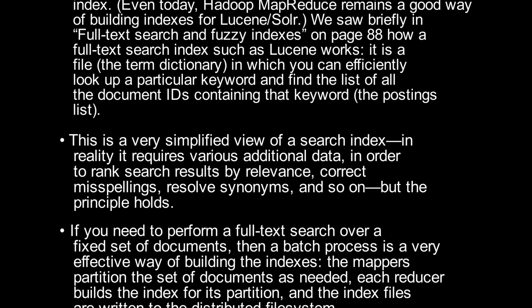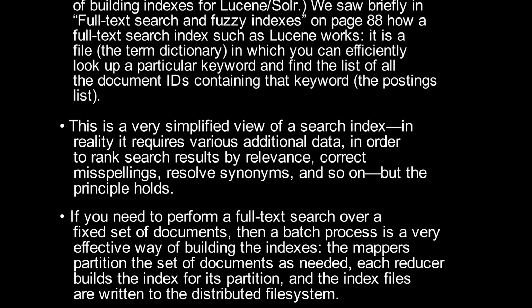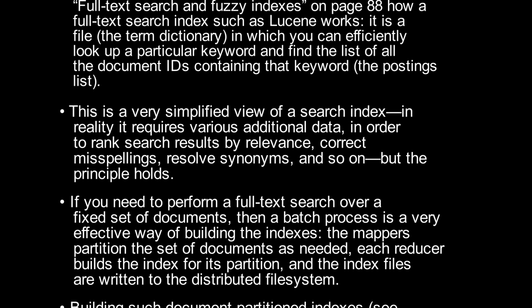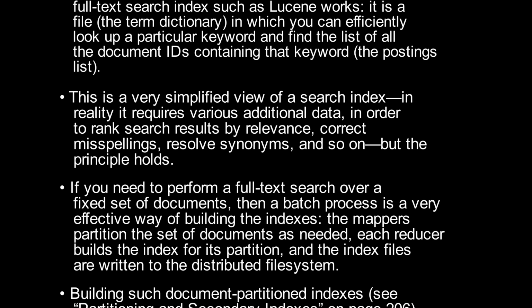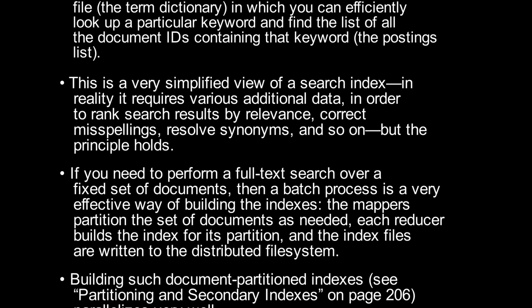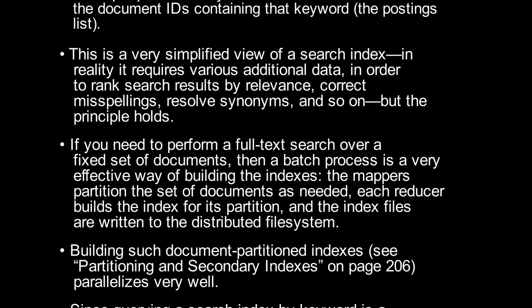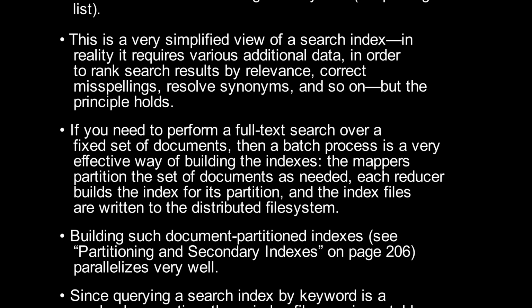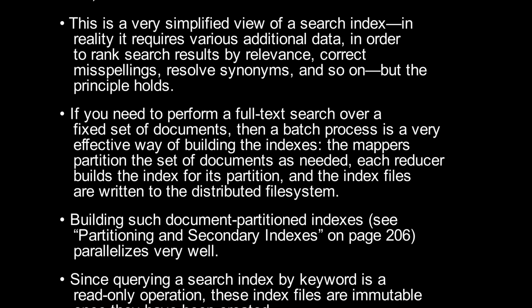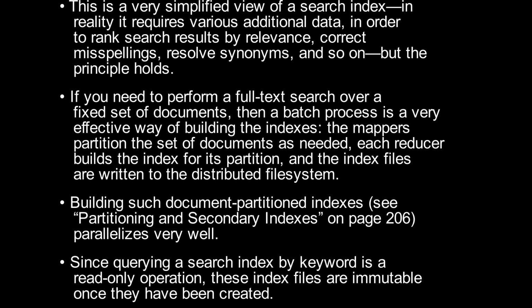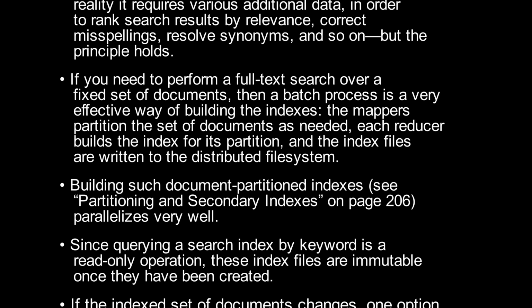If you need to perform a full text search over a fixed set of documents, then a batch process is a very effective way of building the indexes. The mappers partition the set of documents as needed. Each reducer builds the index for its partition, and the index files are written to the distributed file system. Building such document-partitioned indexes: see partitioning and secondary indexes on page 206.